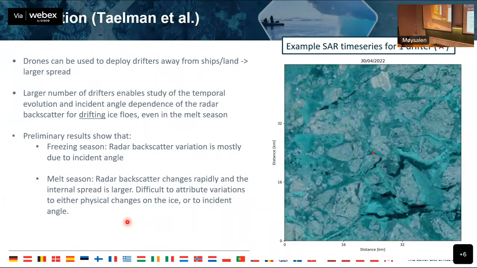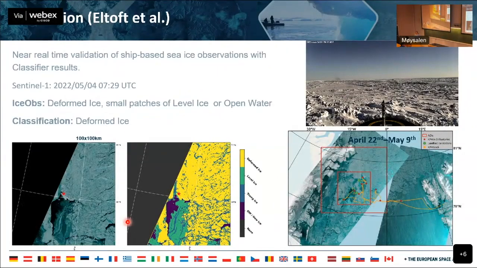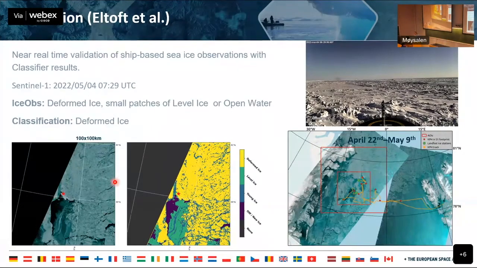And the reason for this campaign was also to provide a Sentinel-1 image, and then the subsequent classification that was done on the fly via the ice service at the Met Office in Norway. And this is what it looked like out of the window from this little star here. So you can see it's pretty deformed ice, and happily for us, the classification also says that the sea ice is quite deformed in this area.